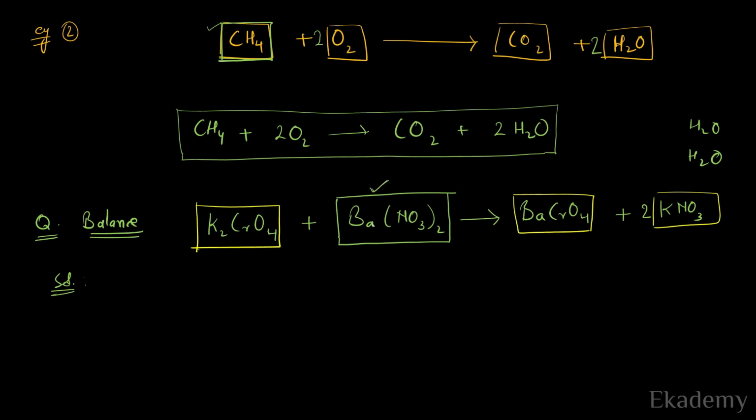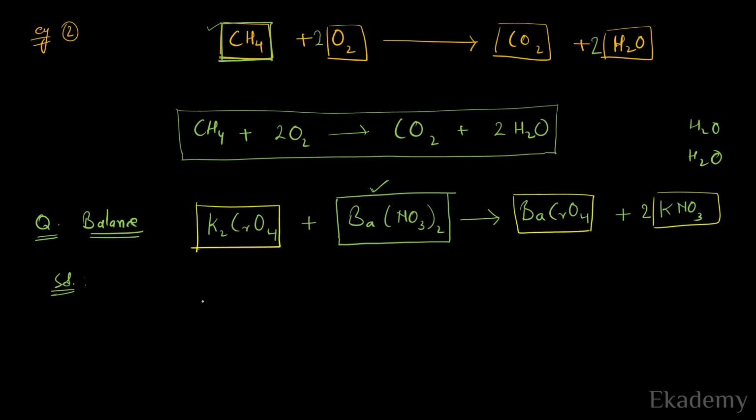So all the atoms of this compound are now balanced. Now let us see other atoms. We have potassium here, 2 potassium. This side also 2 potassium, it is balanced. Chromium, 1 chromium this side, 1 chromium this side. This is also balanced. Oxygen is already balanced. Nitrogen and barium are balanced. So now it is balanced. In this reaction, just by writing 2 over here, the whole equation got balanced.